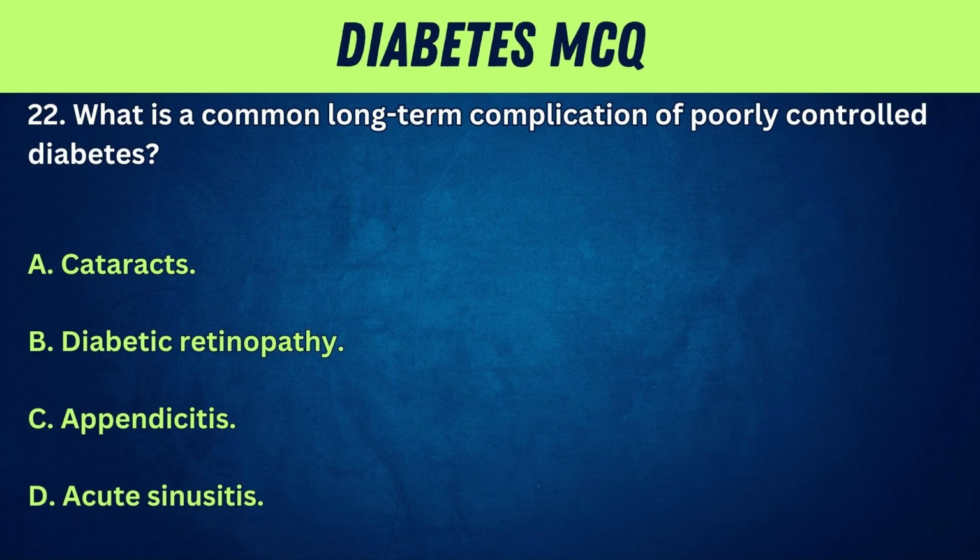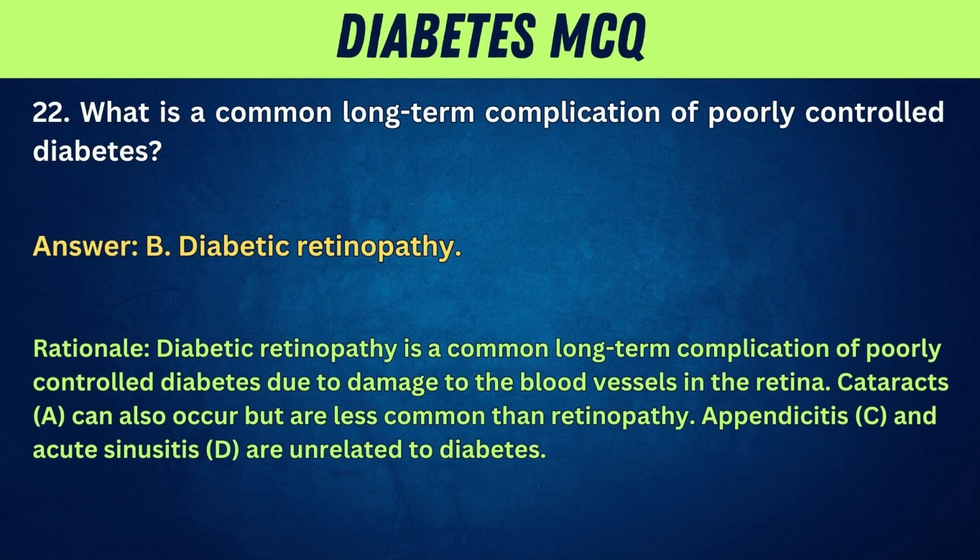22. What is a common long-term complication of poorly controlled diabetes? A. Cataracts. B. Diabetic retinopathy. C. Appendicitis. D. Acute sinusitis. Answer: B. Diabetic retinopathy. Rationale: diabetic retinopathy is a common long-term complication of poorly controlled diabetes due to damage to the blood vessels in the retina. Cataracts, A, can also occur but are less common than retinopathy. Appendicitis, C, and acute sinusitis, D, are unrelated to diabetes.